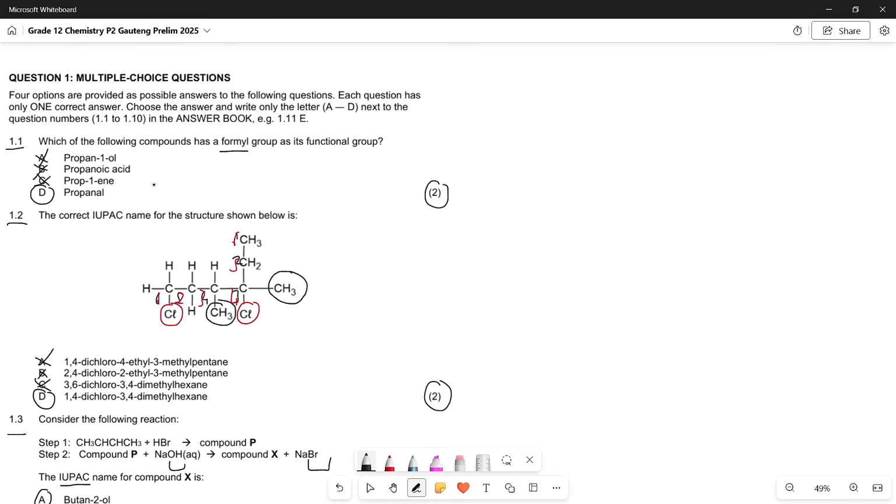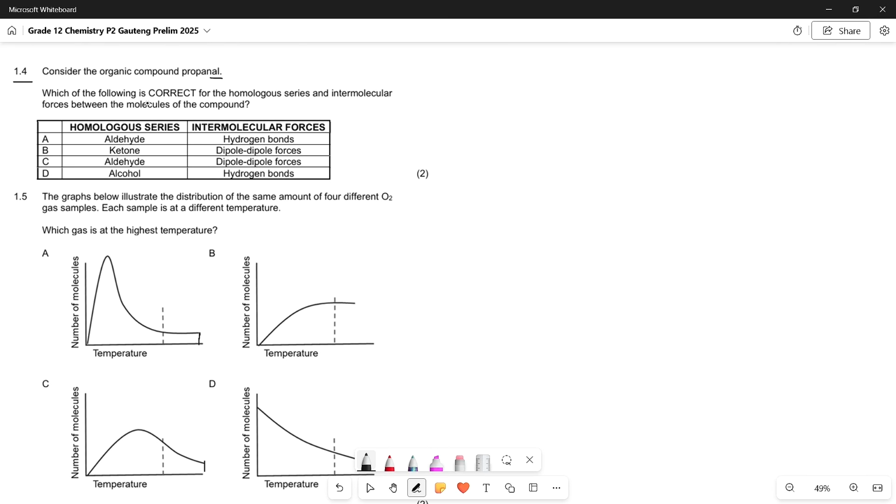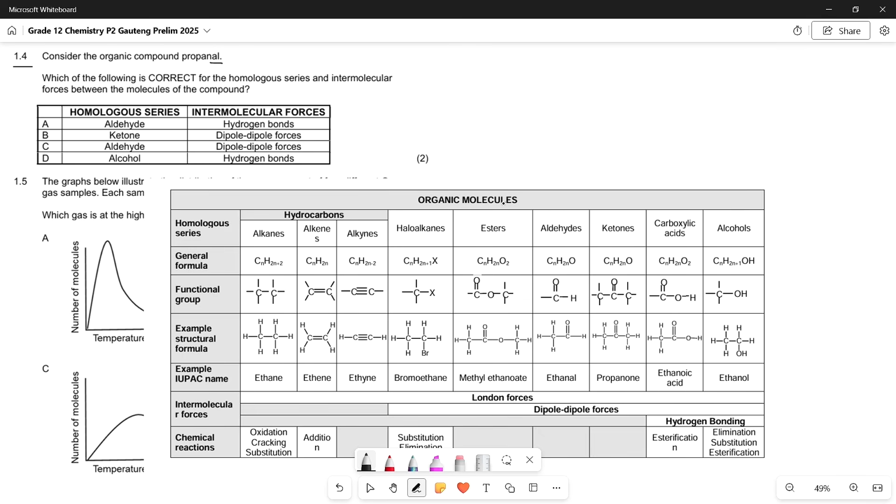Okay, so we were discussing propanal in 1.1 over here. That was an aldehyde, which means we are now dealing with the aldehyde here again. It's always nice to just look around in the paper to see if there are common patterns or questions that we've touched on earlier come up later as well. So it's saying which of the following is correct for the homologous series and the intermolecular forces between the molecules of the compound propanal. So just like we were looking at earlier, the organic molecules sheet that we have over here, we have our aldehyde, our propanal, as you can see, aldehyde here, the Al over there, and then we have an L over here, our ethanal in this scenario on this picture.